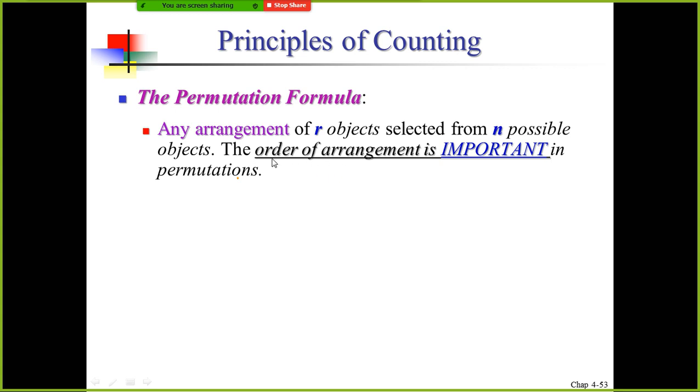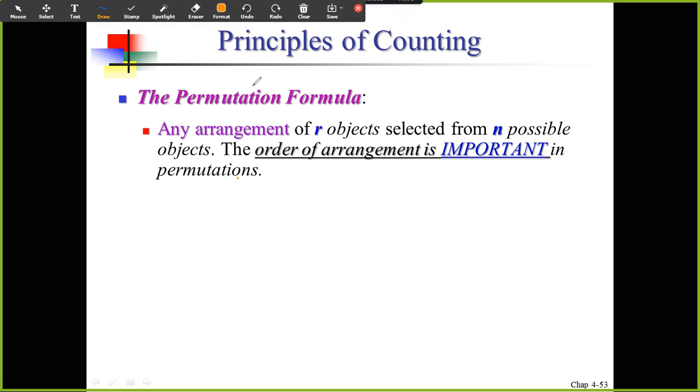What does it mean, order or rank? That means from maybe older to younger, or older to newer, or from tall to short, or from cheaper to more expensive, something like this. It depends on the problem that you study. But remember that in order to study permutation formula, you need to think about the order of our arrangement. So any arrangement of r objects selected from n possible objects.